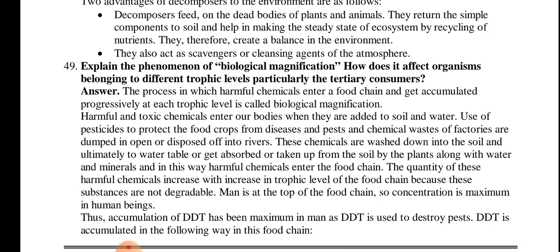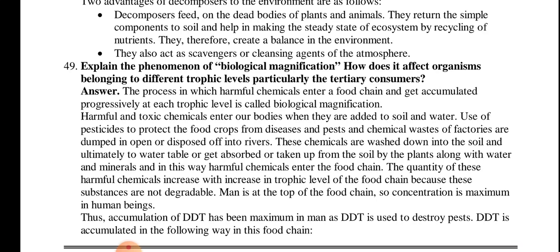Pesticides are used to protect food crops from diseases and pests, and the chemical waste of factories is dumped into open land or disposed of into rivers. These chemicals are washed down into the soil and ultimately to the water table, or get taken up from the soil by the plants along with water and minerals, and in this way harmful chemicals enter the food chain.